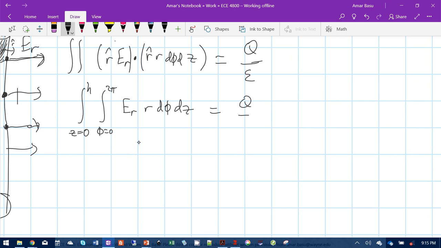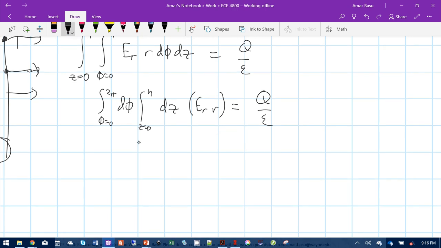We're almost done. Now, we're integrating with respect to phi, and we're integrating with respect to z. There's nothing that's r dependent, nothing that's phi dependent, and nothing that's z dependent here. So we can rewrite this as the integral from 0 to 2 pi of d phi, times the integral from z equals 0 to h of dz, and then we have the Er times R here. It's all equal to Q over epsilon.